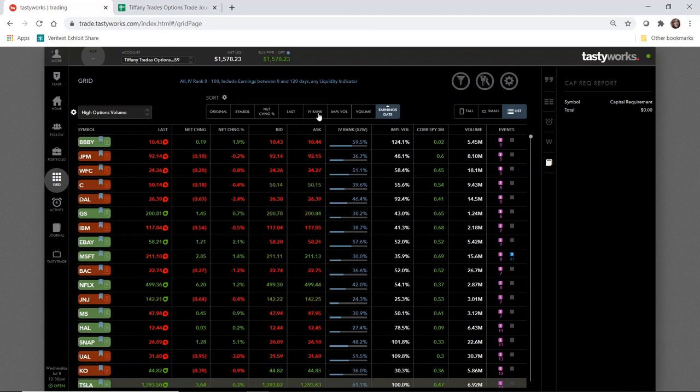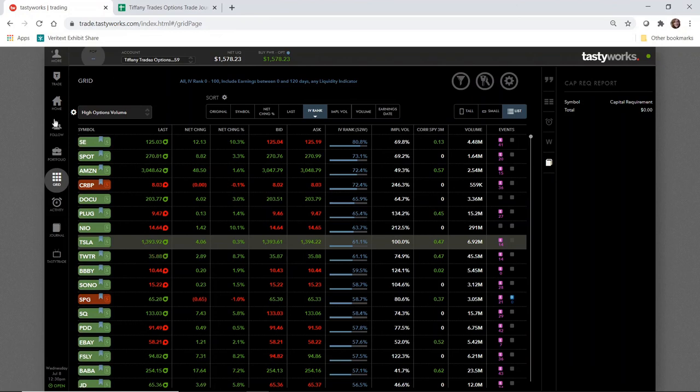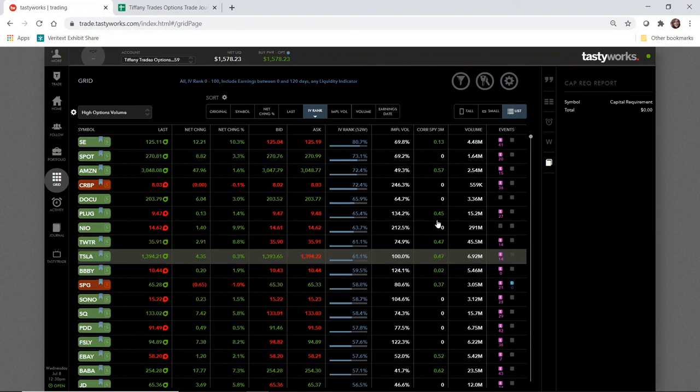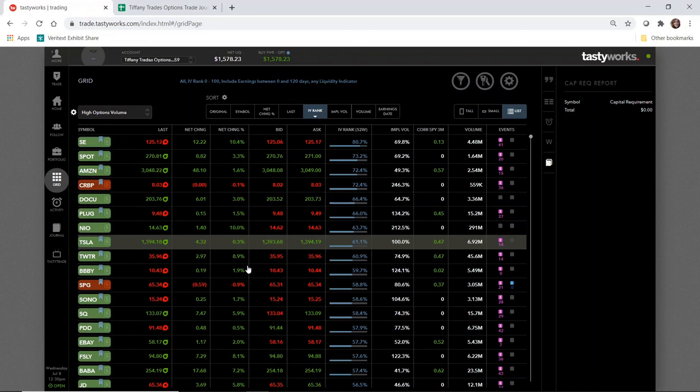You can also sort by IV rank here in the Tastyworks platform. This is the web-based version, but you can also sort in the desktop application as well. And so there are stocks that have high earnings, high implied volatility right now, so these might be some ideal trades. Just keep in mind that stocks with big numbers like Amazon and Tesla will tend to swing very widely in response to earnings, and so you want to be mindful of that.